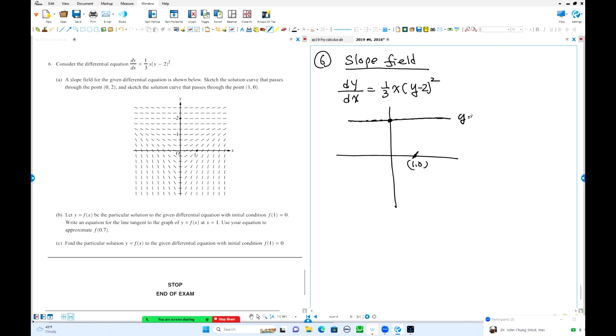So y equals 2, right? That's possible. But you cannot pass through the all together 2 there. Let me check. Sketch the solution curve that passes through this one, and a different one, not together, okay? Yeah, together pass through these two, that's impossible, right?